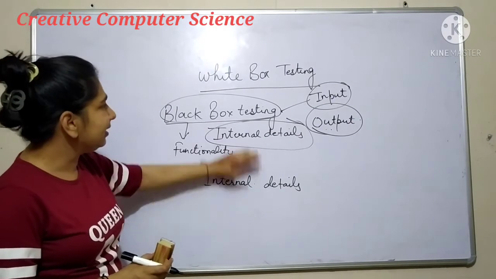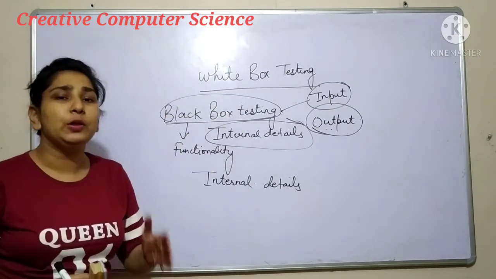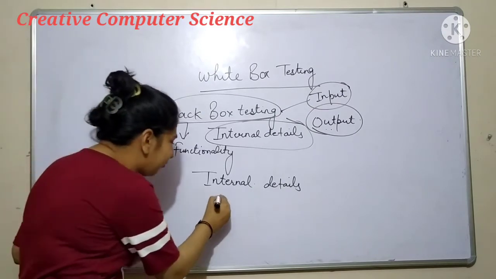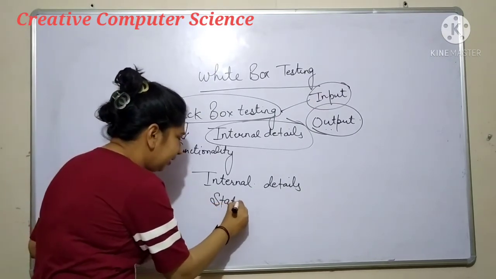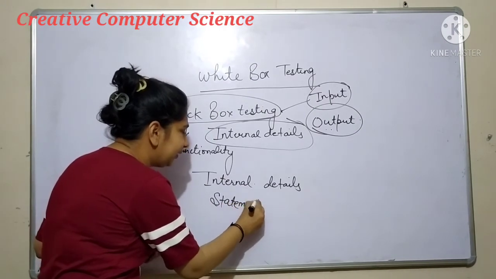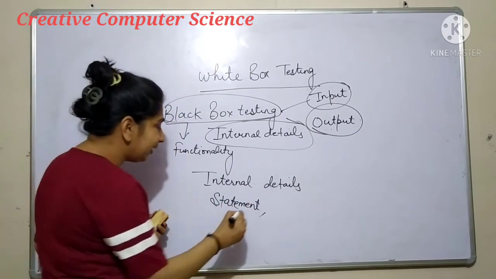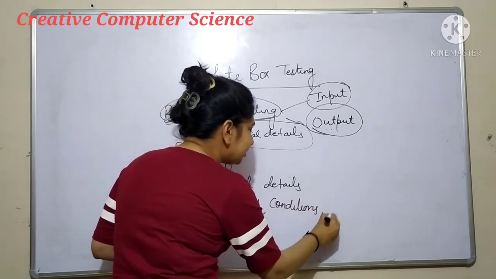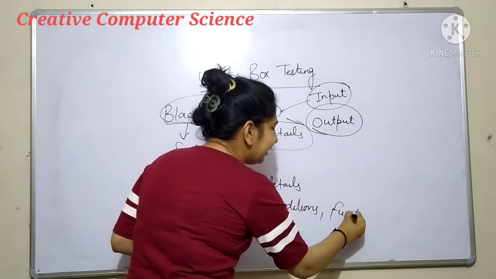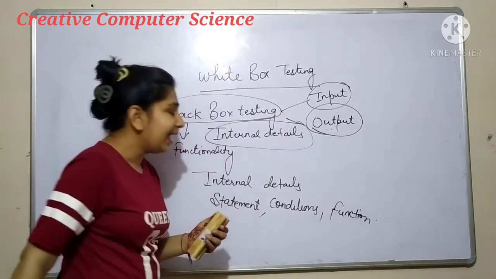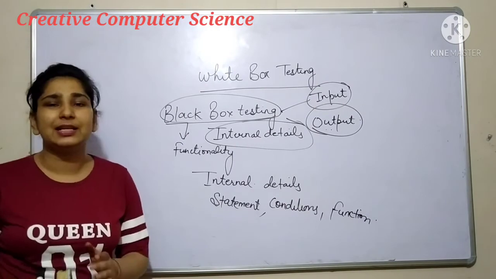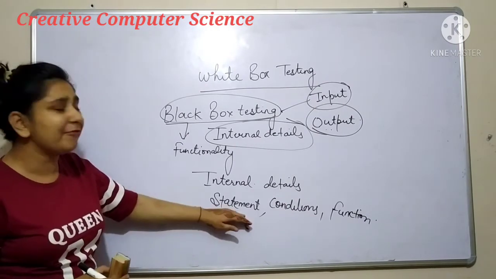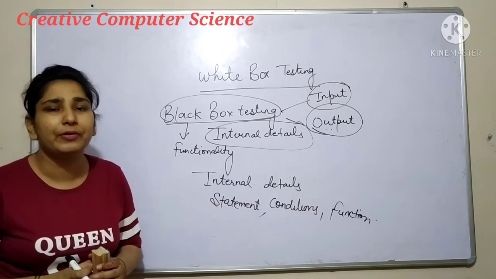What happens in white box testing? We look into the coding. We try to check each and every statement of the program. We check each and every condition, function, everything. We are now getting inside the code. Each and every single statement we check to know if we have any error in the program.